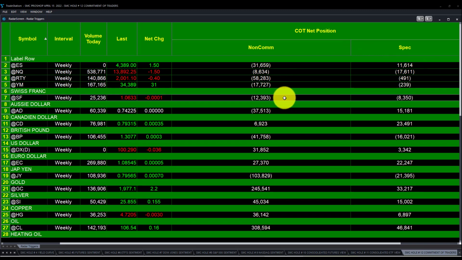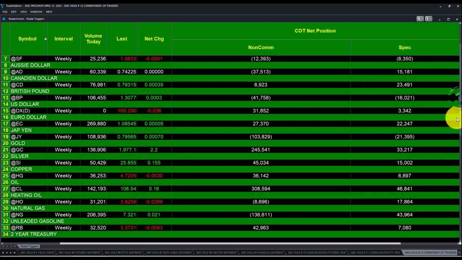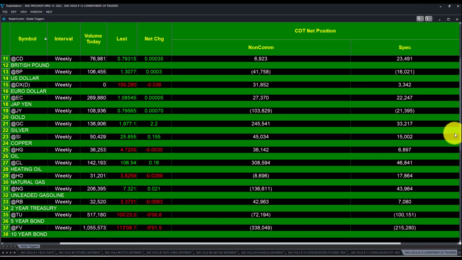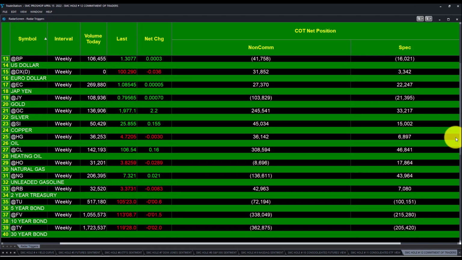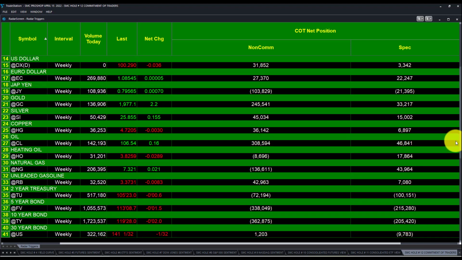As a general rule, it's not a great timing tool, but it shows here that the big hedge funds are net short the ES, short the NQ, short the Russell, short the Dow. Telling. Short the British pound, long the American dollar, long euro, very short yen, considerably long gold, long silver, long copper, considerably long oil. Heating oil, basically flat. Nat gas, they're considerably short, and they're probably getting killed on that. Gasoline, long.